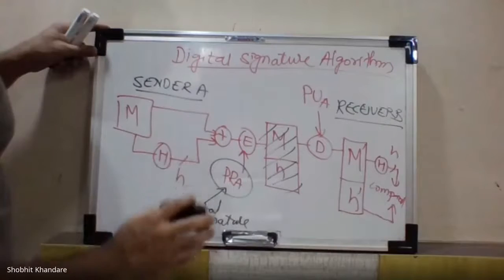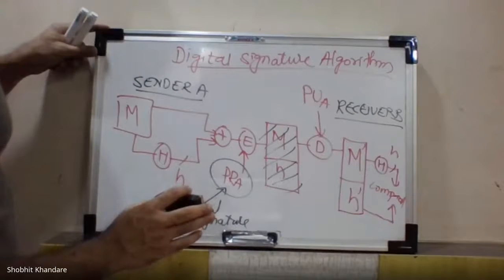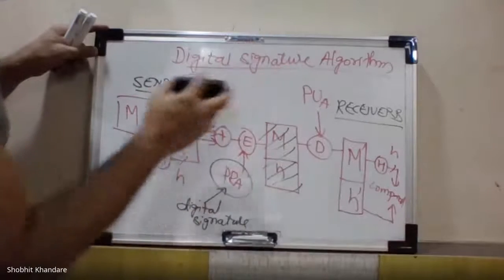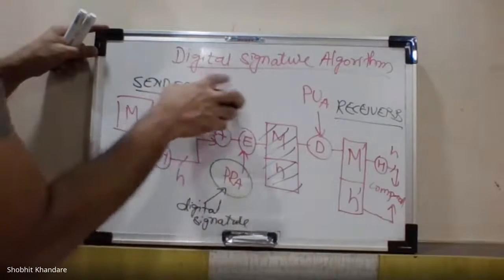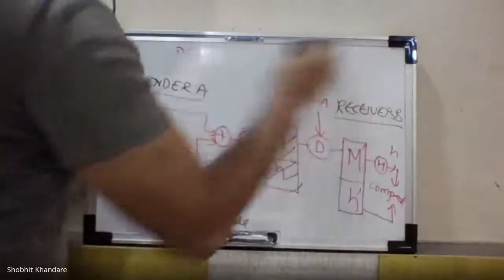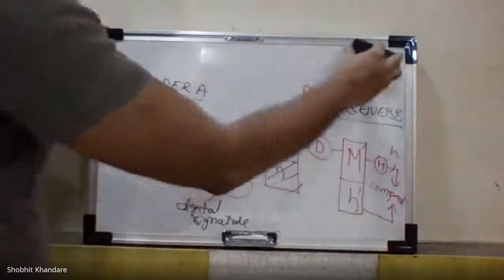We are just talking about the digital signature. We haven't talked about the digital signature algorithm. Right now we are only seeing the significance of digital signature and what is the digital signature. Ahead we have to study the digital signature algorithm.